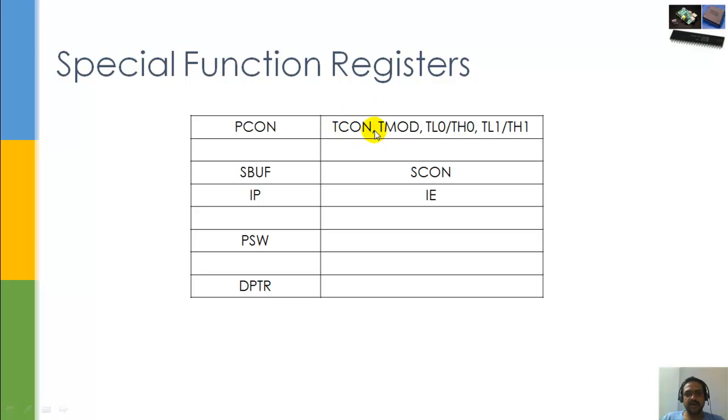TCON is nothing but timer control. TMOD is nothing but timer mode. I told you there are 2 timers present in 8051, timer 0 and timer 1. TMOD is the register through which we can program the timer in various modes. A timer can run as a 16-bit timer, as an 8-bit auto reload timer, or split timer. Which mode you want the timer to run is controlled by this TMOD register. TL0, TH0 are registers associated with timer 0. TL1, TH1 are registers associated with timer 1. We'll see about this in detail in future slides or lectures. So these are the special function registers available in 8051.